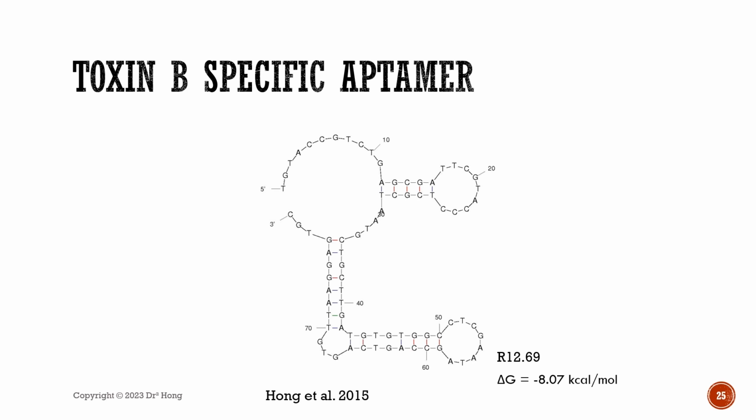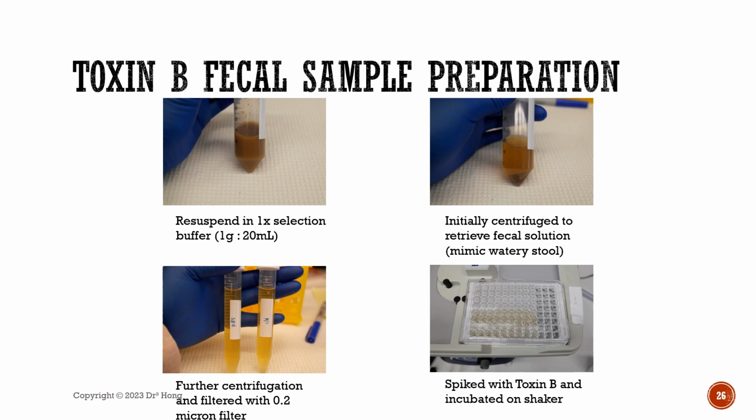This was published in 2015. This is a specific aptamer that can target toxin B. So remember, I said toxin B can be found in fecal matter. Well, diarrhea, fecal matter. So when I was doing this work, I actually had to use real human fecal samples to test the methodology to develop this detection assay.